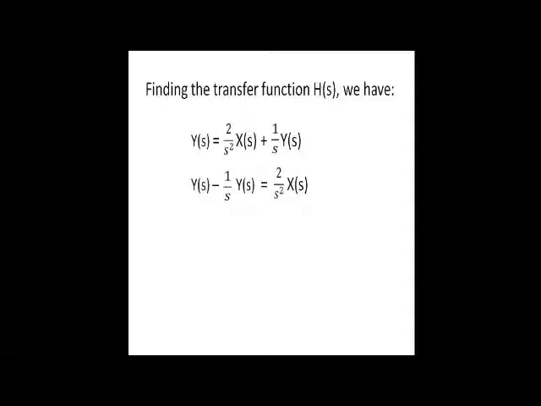Finding the transfer function H(s), we have Y(s) = 2/s^2 X(s) + 1/s Y(s). Y(s) - 1/s Y(s) = 2/s^2 X(s). Multiplying both sides with s^2, s^2 Y(s) - s Y(s) = 2 X(s). H(s) is equal to Y(s) over X(s), which is equal to 2 over s^2 - s.